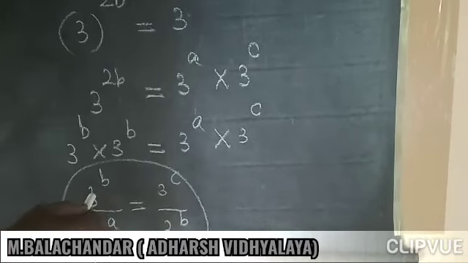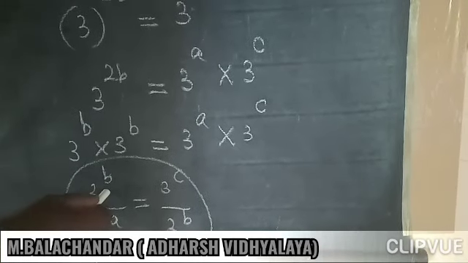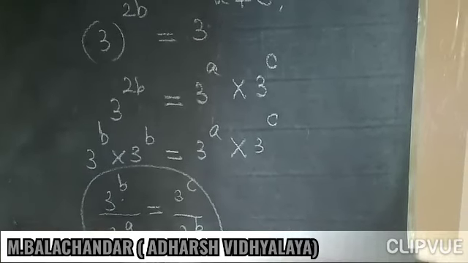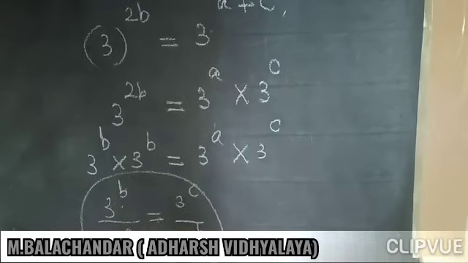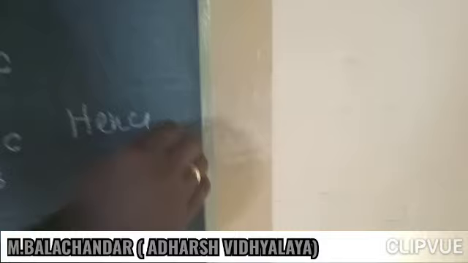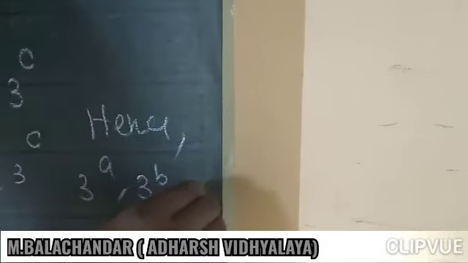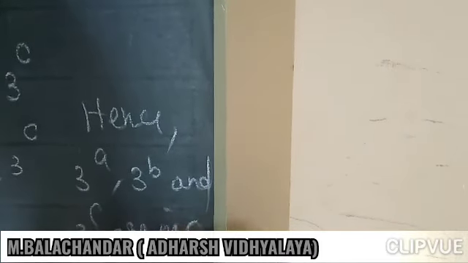So 3 power B by 3 power A, if it is term 2, that is term 1. So term 2 divided by term 1, this is the first ratio, which is equal to term 3 divided by term 2. This is the second ratio. Hence 3 power A, 3 power B and 3 power C are in GP.